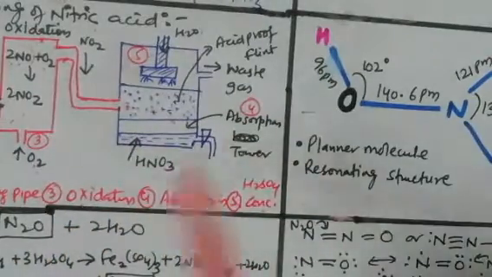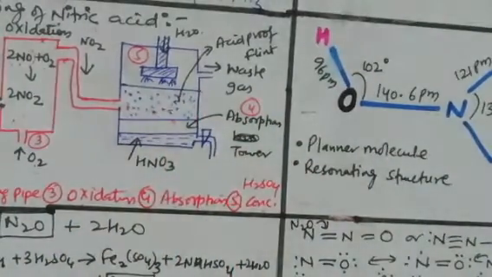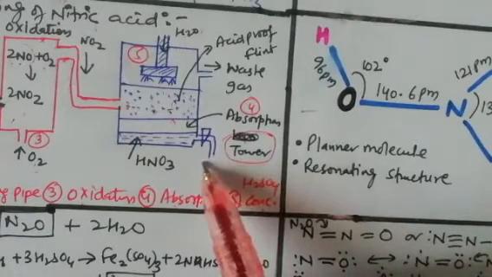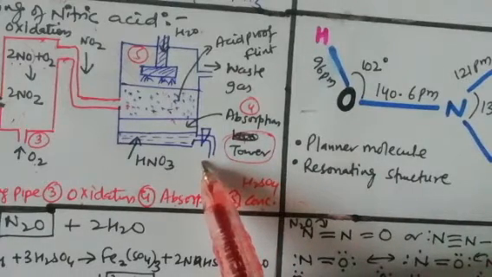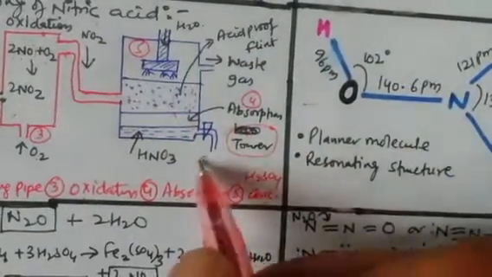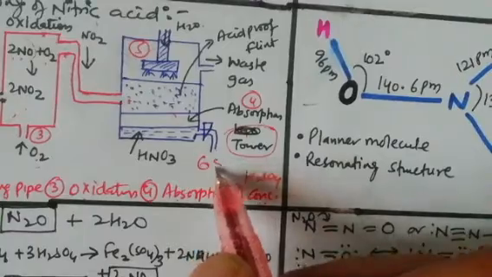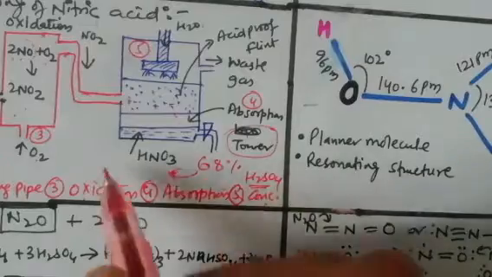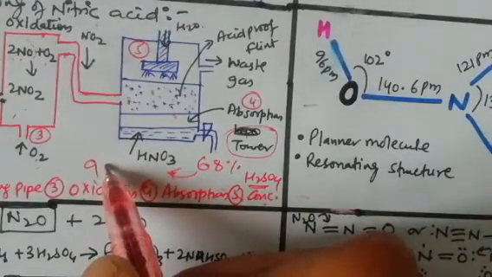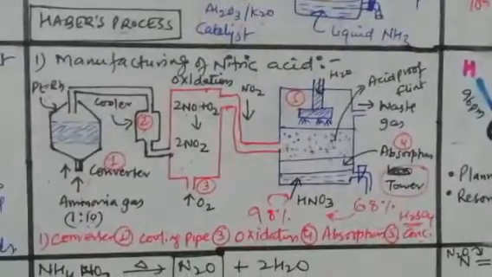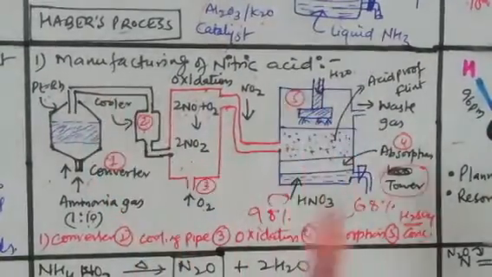So NO is recycled. Now this NO will recycle again, and aqueous HNO3 concentrated by distillation up to 68% will be obtained with the help of this tower. Further concentration to 98% can be achieved by dehydration with concentrated H2SO4. So earlier we get 68% HNO3, then when we add H2SO4, we get around 98% HNO3. Okay, so this is a simple process with which we can manufacture nitric acid.